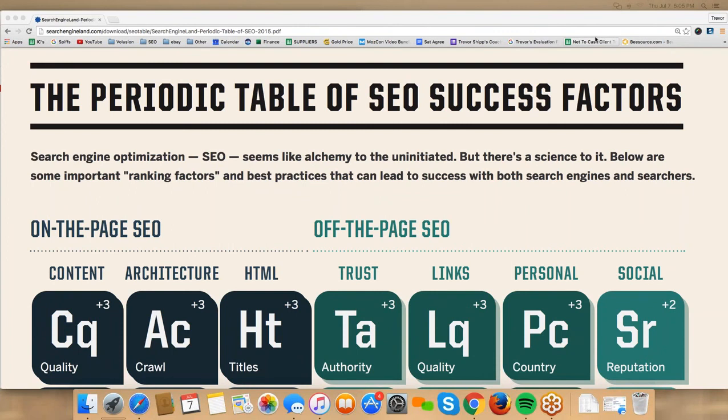We're going to be talking about what you're seeing on your screen here, which is the periodic table of SEO success factors. Now, we didn't build this. This has been out there for a little bit. A site called Search Engine Land put it together, which is generally well known as a leader in SEO understanding and how the search engines work. So they put together this periodic table, which I think is pretty accurate. It's very similar to a lot of what we teach here.